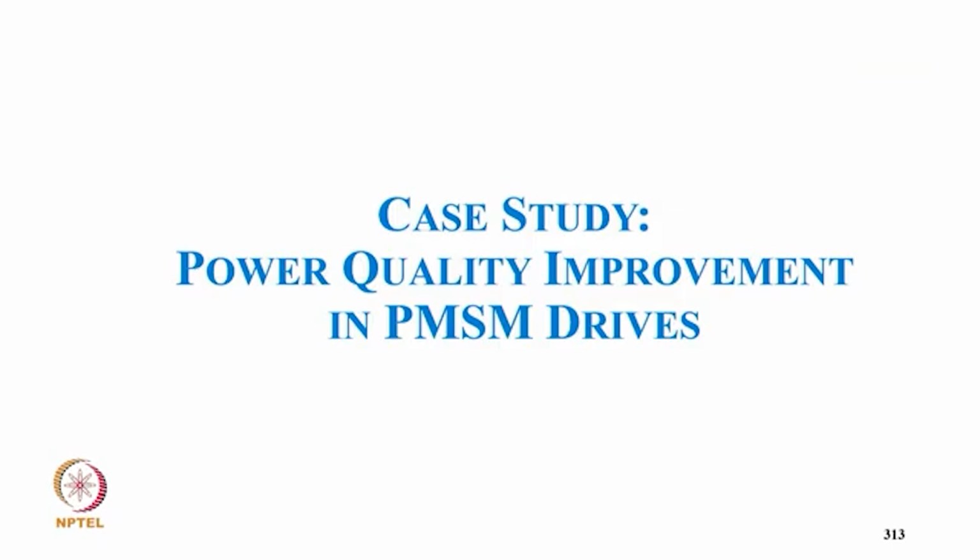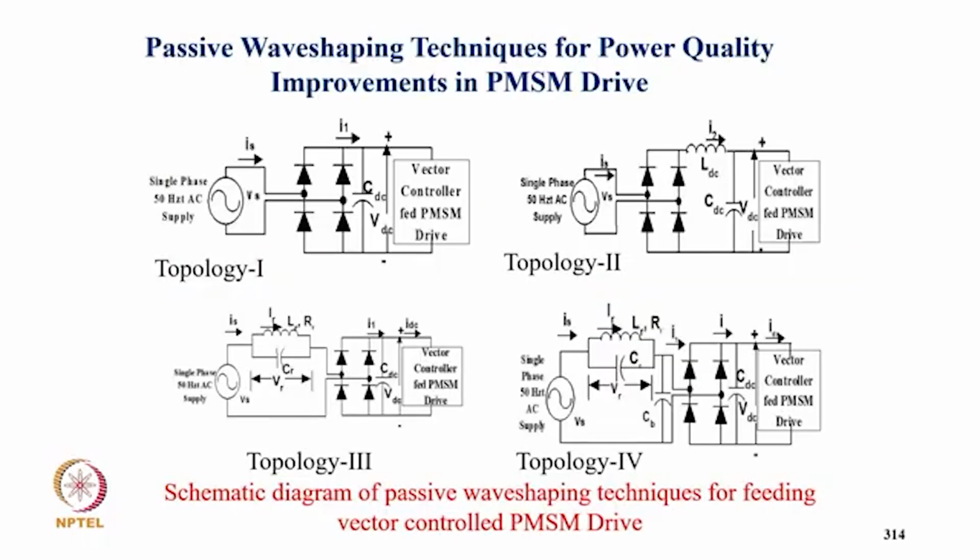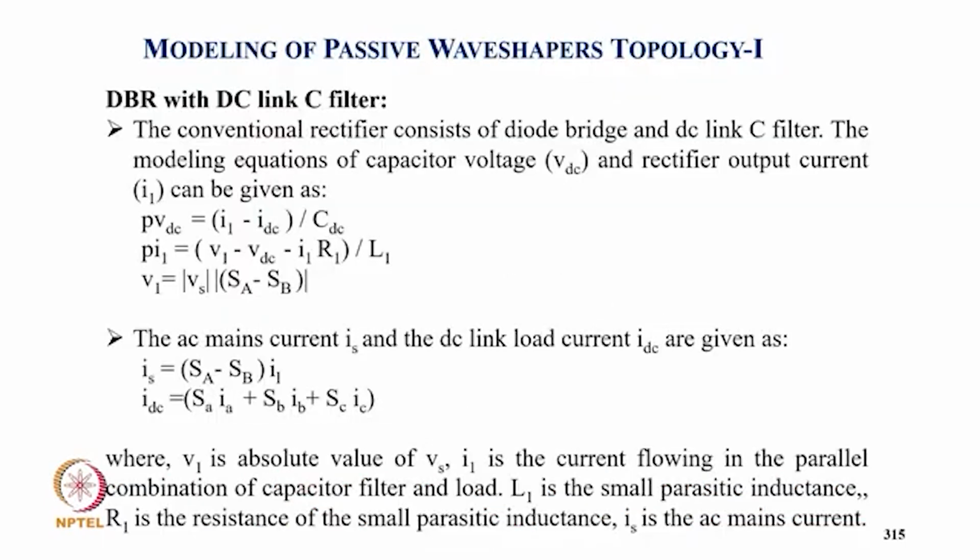Coming to the case study, typically power quality improvement in permanent magnet synchronous motor drive. So we have a main topology, starting with the simple original case of diode rectifier, then we have an LC filter, then a series third harmonic filter, then a filter with capacitors. So here, the conventional rectifier considered is a diode with DC link capacitor.